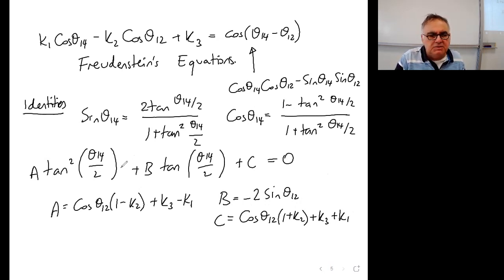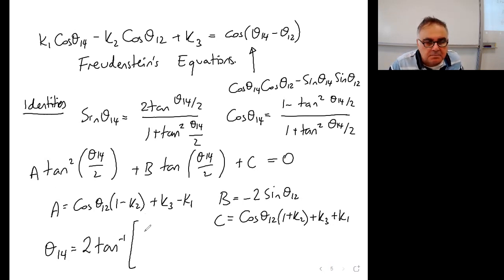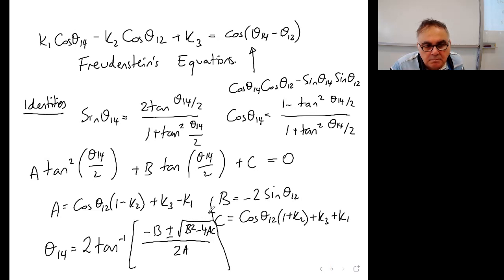And from here, this is a quadratic equation. If you call tangent square theta 1,4 as x, this is a quadratic equation to be solved for x, from which you can solve for theta 1,4. Let me just give you the solution. 2 times tangent inverse of... So we solve for theta 1,4, okay? It is a long process, but we got a real analytical solution.